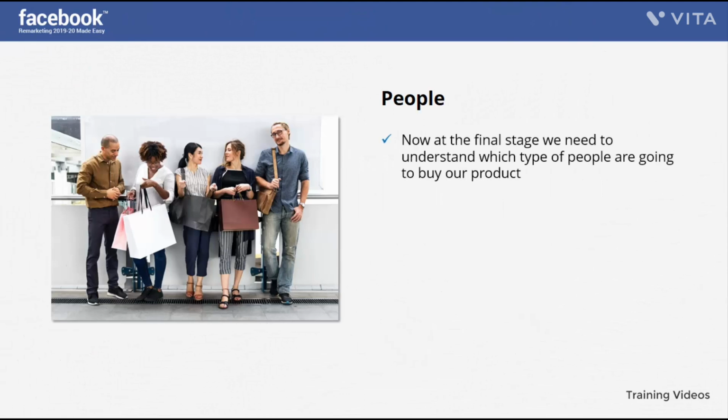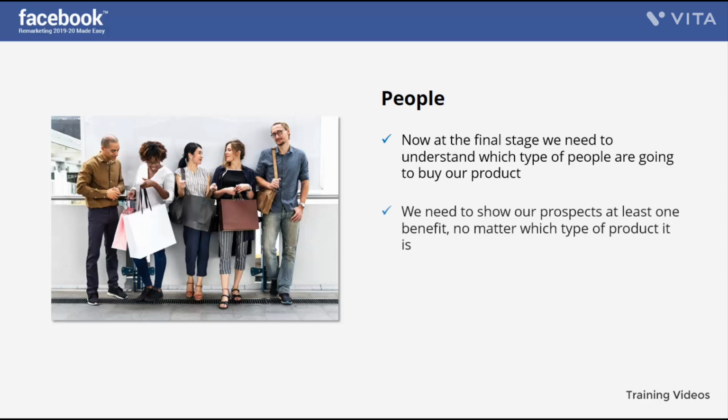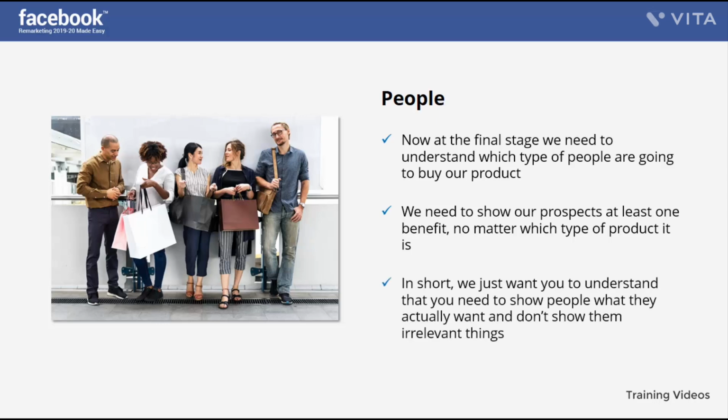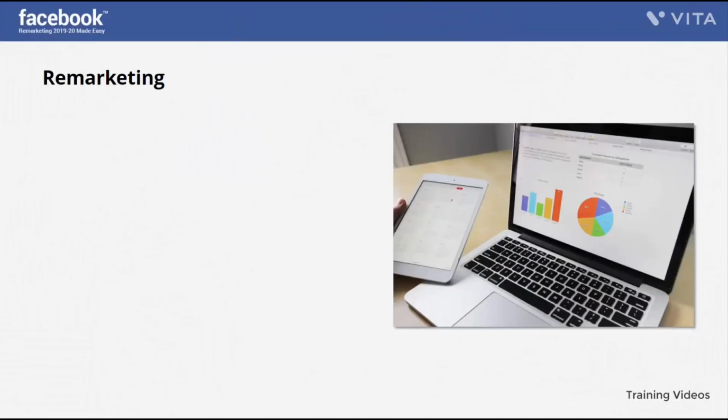People. Now at the final stage, we need to understand which type of people are going to buy our product. We need to show our prospects at least one benefit, no matter which type of product it is. In short, we just want you to understand that we need to show people what they actually want, and don't show them irrelevant things.